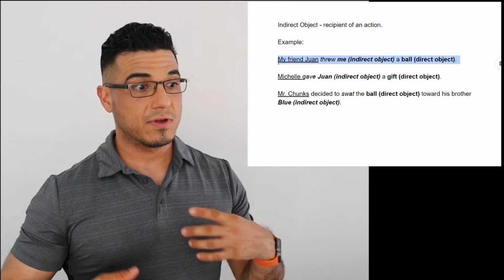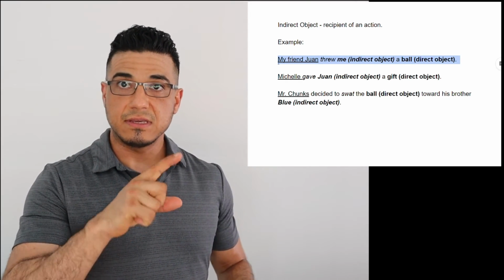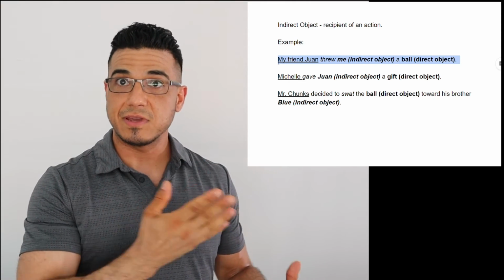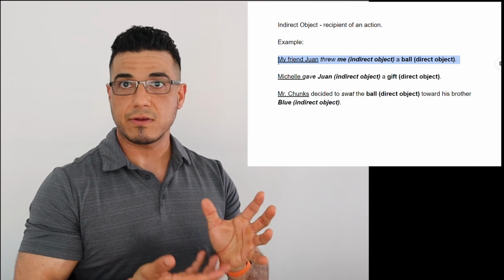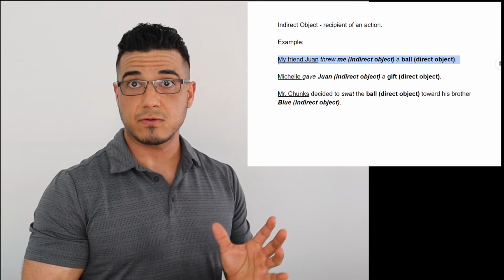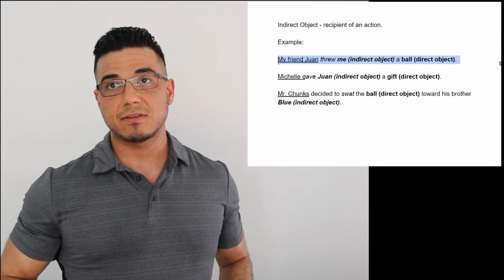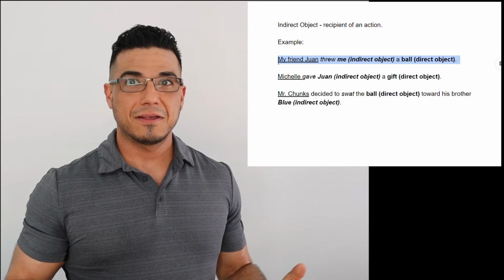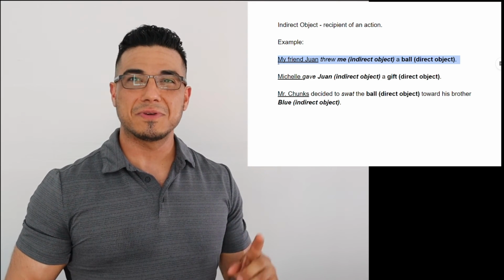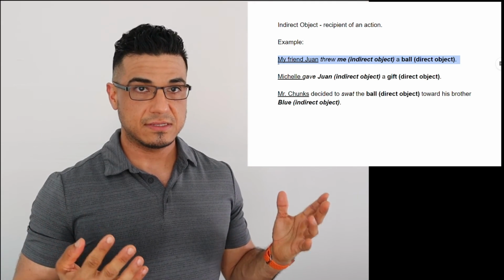So my friend Juan threw me a ball. Oh, okay, so the ball is the direct object. That's the thing hopefully being thrown. And it's me who is receiving what he's throwing, right? Which is the ball. So he's throwing me the ball, which makes me the recipient. Therefore, I am the indirect object. So, okie doke. I hope this helps to clarify a little bit the distinction between indirect and direct objects as they relate to a sentence in English.